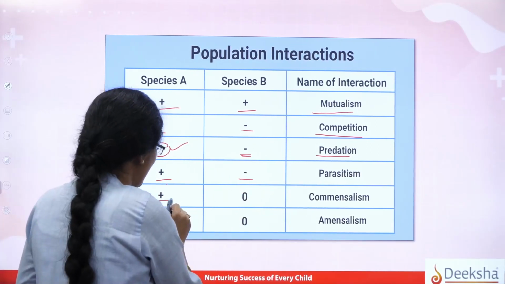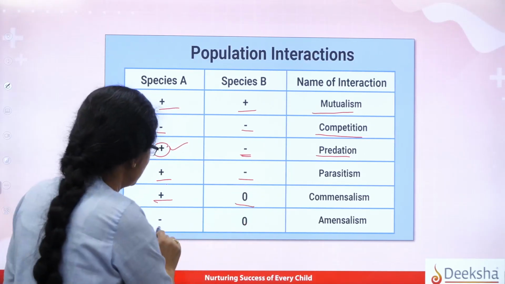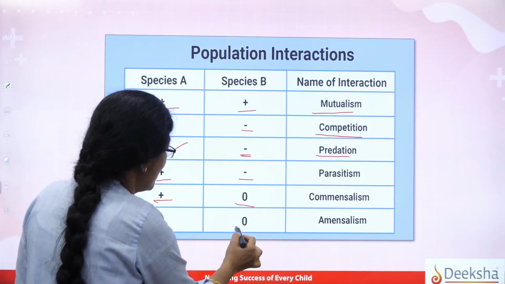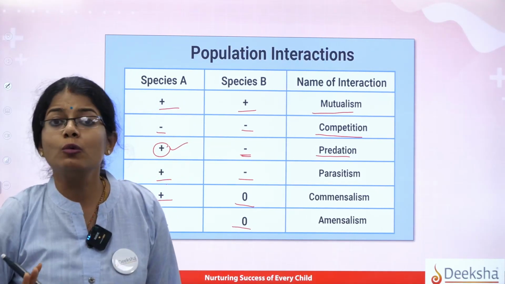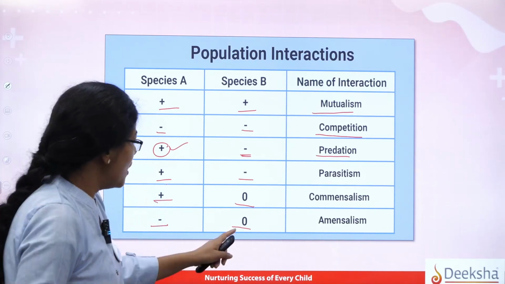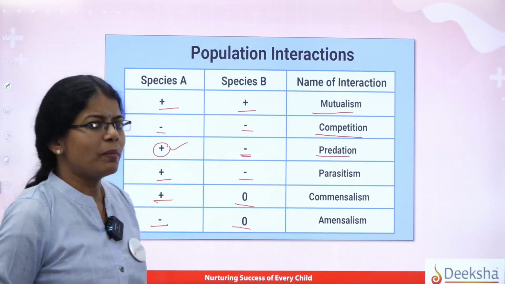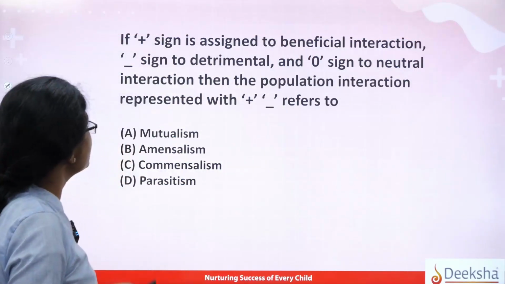Commensalism is where one is benefited and one is neither harmed nor benefited, and amensalism is where one is harmed, and the other one is neither harmed nor benefited. It remains completely neutral. So these are some of the examples of the interactions shown between organisms, and yes, we come to the options here.